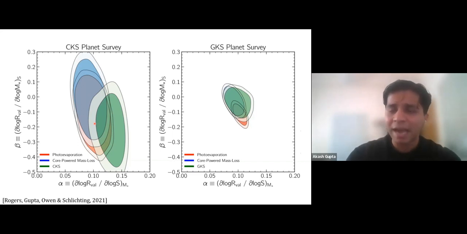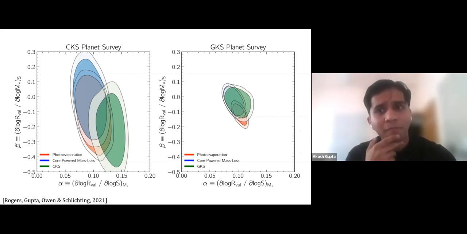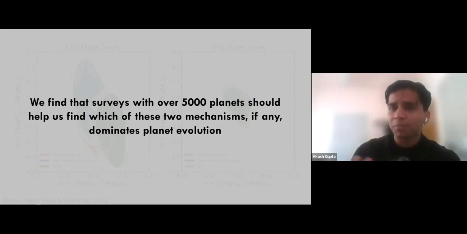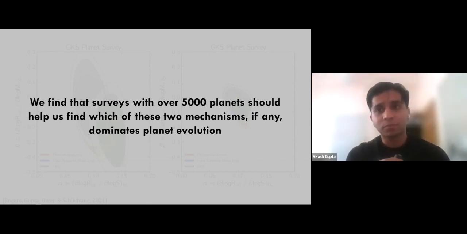So unfortunately, at the moment, given how large these planet surveys are and the uncertainties in the planet radii, it is hard to distinguish which of these two mechanisms might be happening out there. That being said, with surveys of over 5,000 planets and planet radii uncertainties of around 5%, we should be able to figure out what is happening with this method.